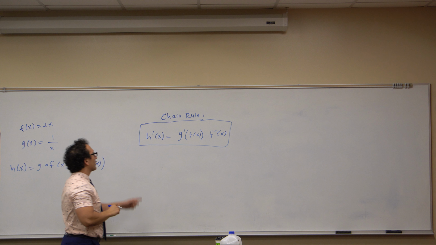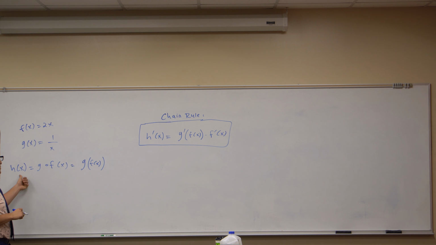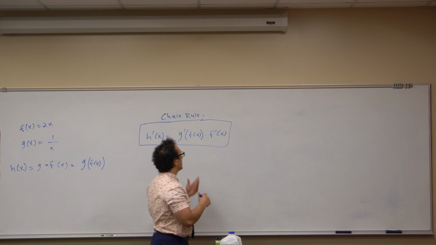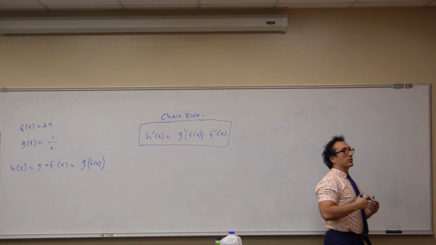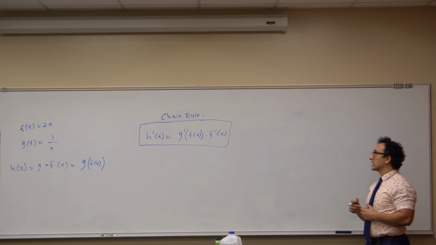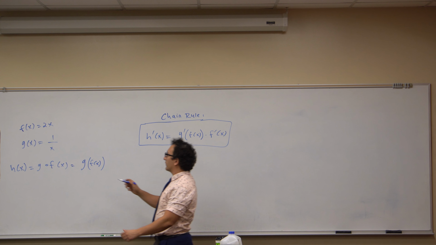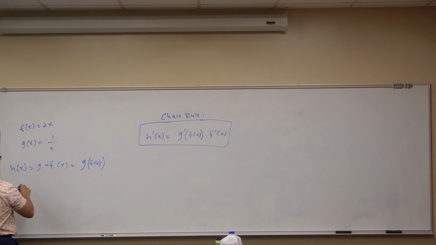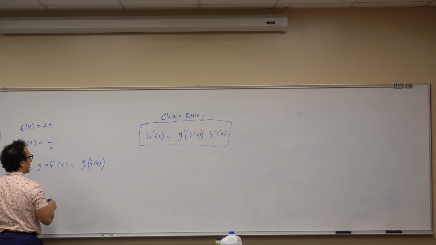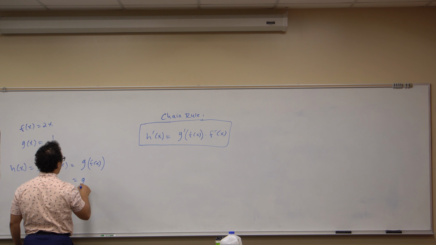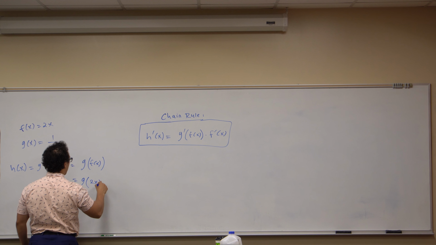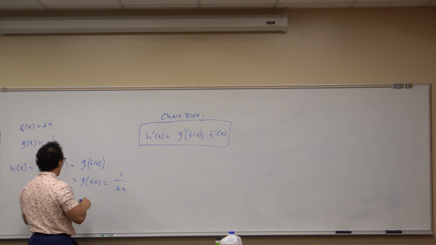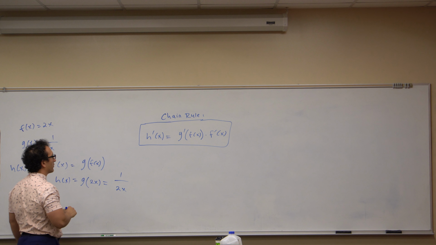This says that for a composition function h of x, which is a composition of two different functions, its derivative can be computed by doing this operation. We'll take a simple example. Let f of x be 2x, let g of x be 1 over x. Notice that h of x is f composed with g of x. That means it's equal to g of 2x, which is 1 over 2x. This is what our h of x is. h of x is 1 over 2x.